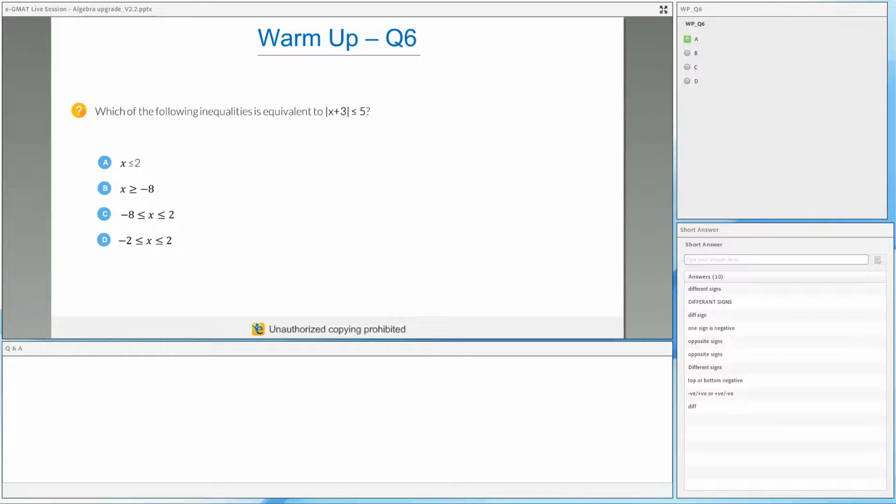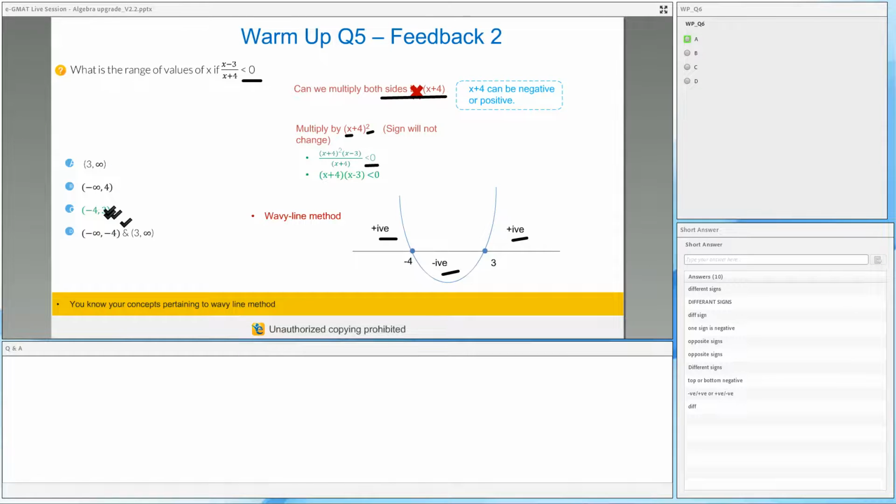Yes, in the region minus 4 to 3 it is negative, but that is what we needed to find, right? Guys, please understand, once you get your wavy line, once you find out the positive, negative, positive, it is not always necessary to look for only positive. You need to find out when this expression will be less than 0. So in this case you need to find out negative. That is why we chose this range, because this is the only place where this expression will be negative.